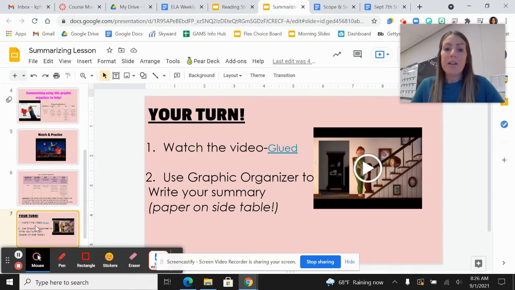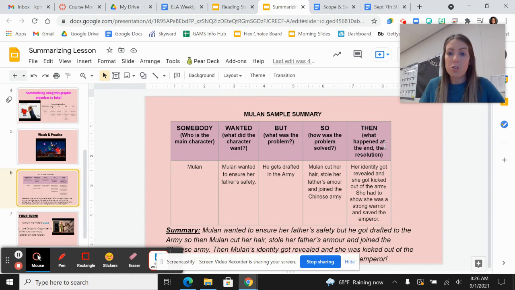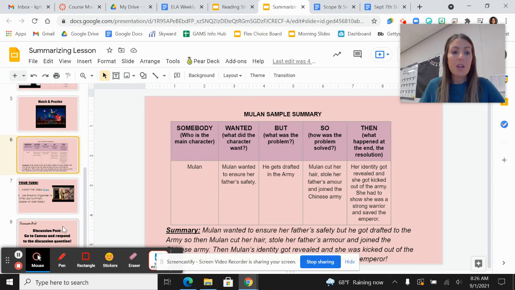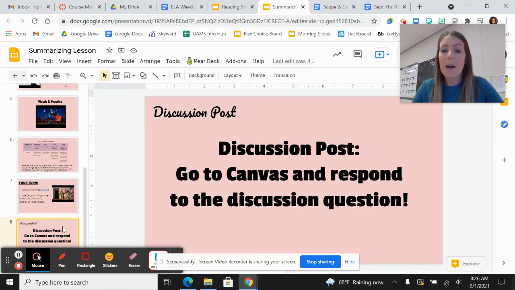Once you get to this point, it is your turn to try and summarize on your own. So you're going to watch this video called Glued, and you are going to pick up a graphic organizer, which is on the table, and you are going to see if you can summarize this movie using this chart. Once you turn in that paper and fill out the chart, you are going to head back to Canvas and you are going to answer the discussion question that is posted.